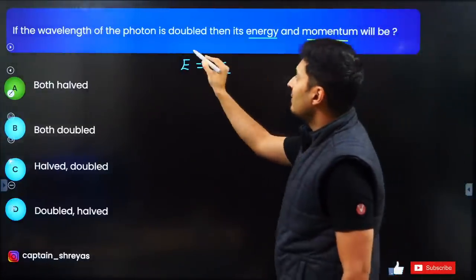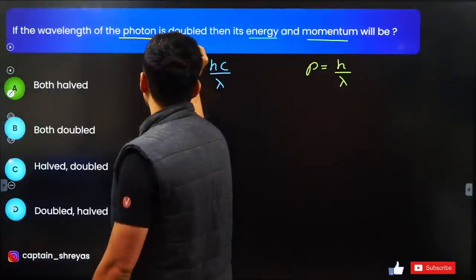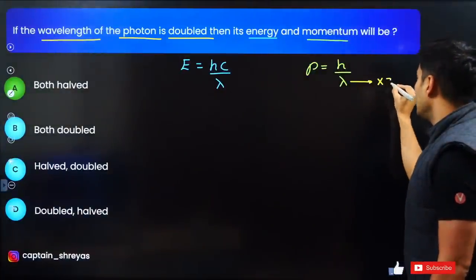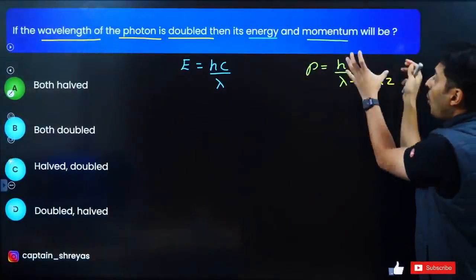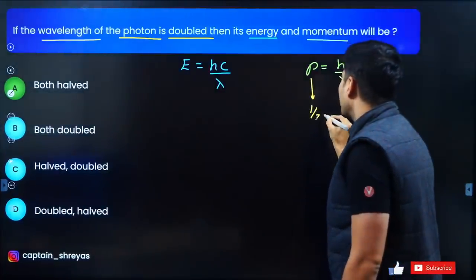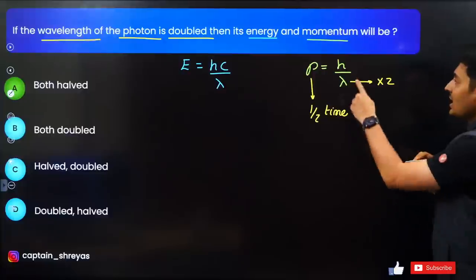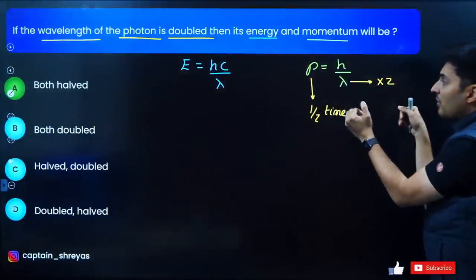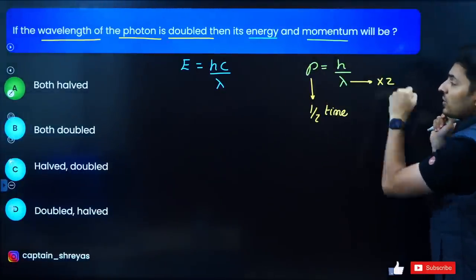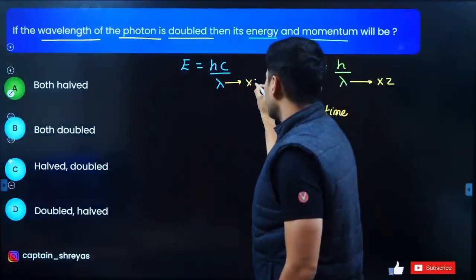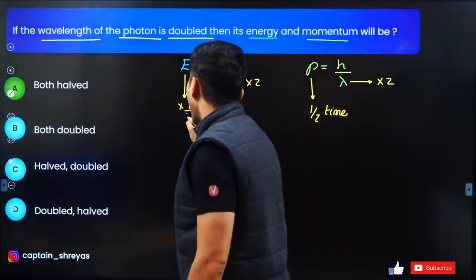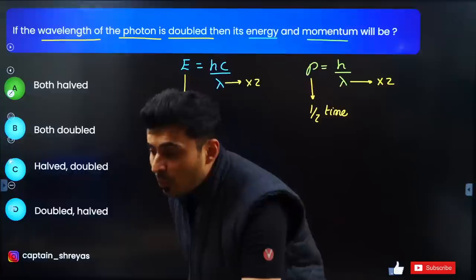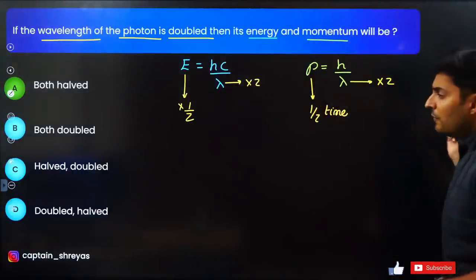Now, it is clearly mentioned the wavelength is doubled. Read the question carefully. The photon's wavelength is doubled. If the wavelength is doubled, lambda will become 2 times. So this whole ratio, how many times will it become? Half times, no? Momentum will become half times. If lambda is in the denominator and it becomes double, then this ratio will become half. If this was on the top, then this would also become 2 times. Here also, if this becomes 2 times, obviously this becomes half times, because wavelength is in the denominator. Inversely proportional. Understood?